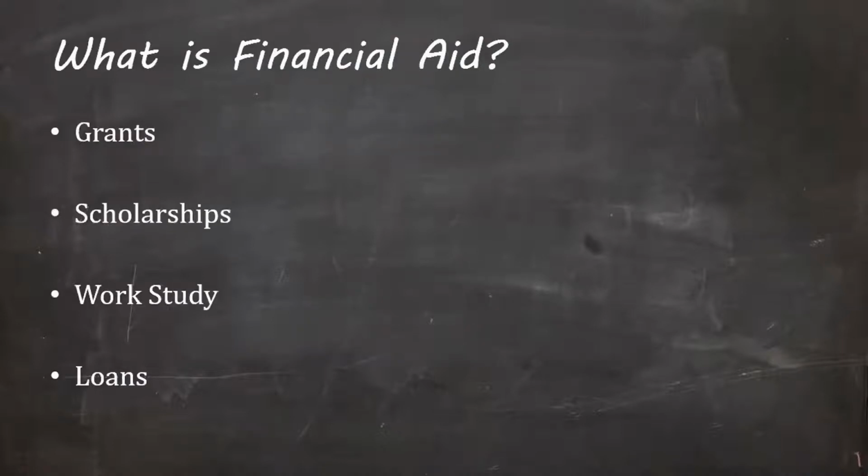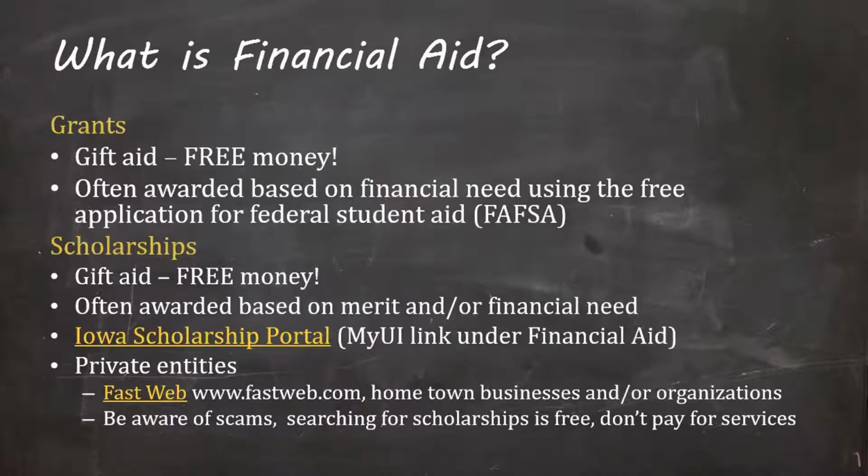Financial aid can be broken down into four categories. There's grants, scholarships, work study, and loans. I'll first cover the two types of gift aid, or in other words, free money. Grants generally are only available to undergraduate students. The main application to apply for grants is the FAFSA, which is the federal pre-application for federal student aid. Grants are usually awarded based on financial need, family financial need, and so on.